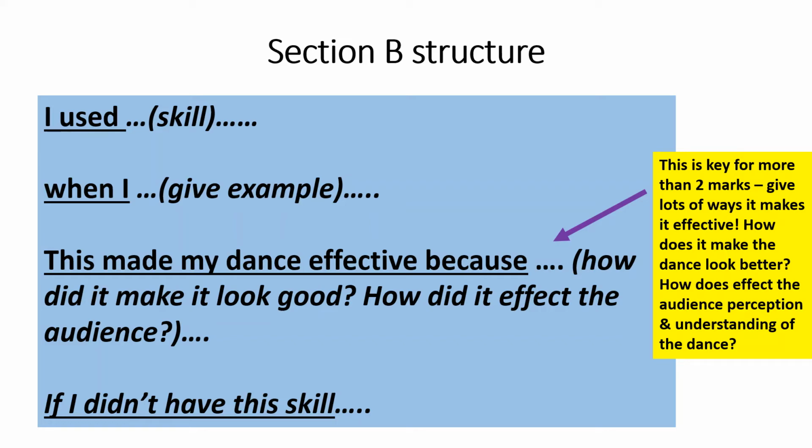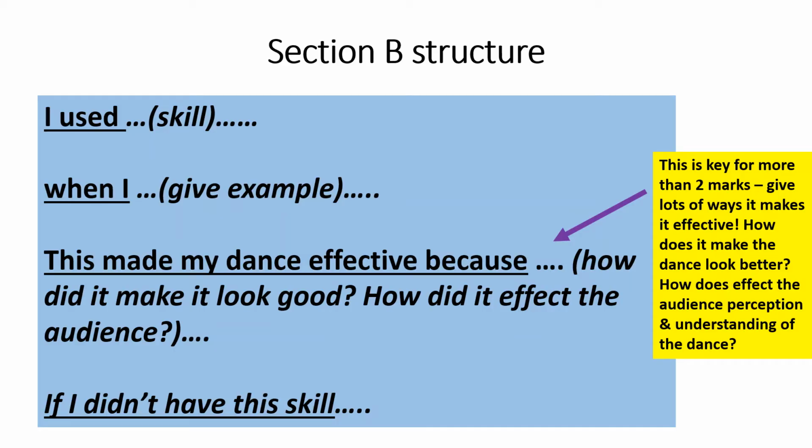So I like to use "I used", and then you name the skill. "When I", then give an example of when you used the skill in your dance. So you would be describing the action that you did in your dance, so the examiner can picture what it actually looks like. Then you go on to say, "This made my dance effective because". So tell us how it made it look good or how it affected the audience. You could also go on to say, "If I didn't have this skill, then so and so would happen." So once again, it's "I used, when, this made my dance effective because".